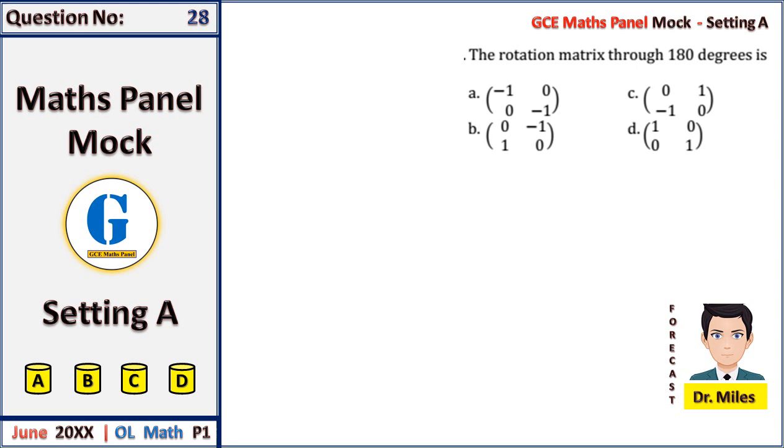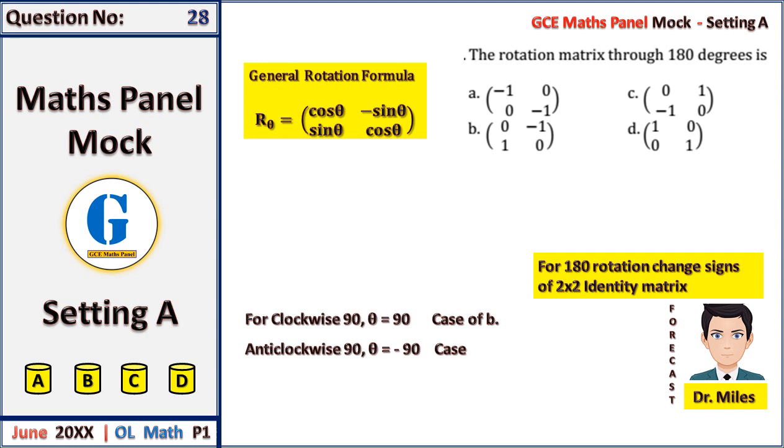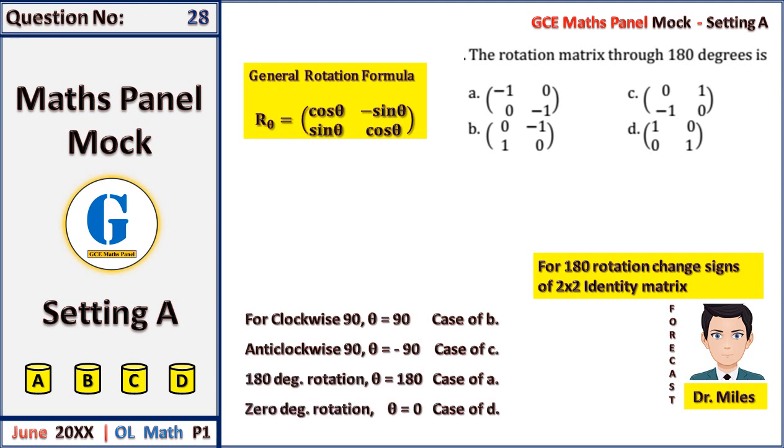The rotation matrix through 180 degrees is, for 180 degrees rotation, just change the signs of the 2 by 2 identity matrix. Normally, the general rotation formula is given by cos theta, minus sin theta, cos theta. You can use this formula to get any rotation matrix that is being asked for. For example, for clockwise 90 degrees, theta is 90. When you put these values inside, you will have the case of B there.